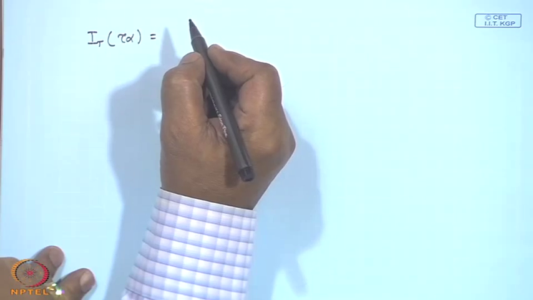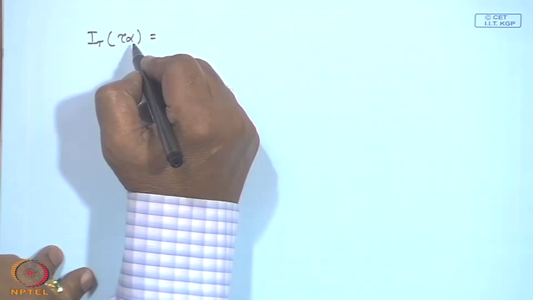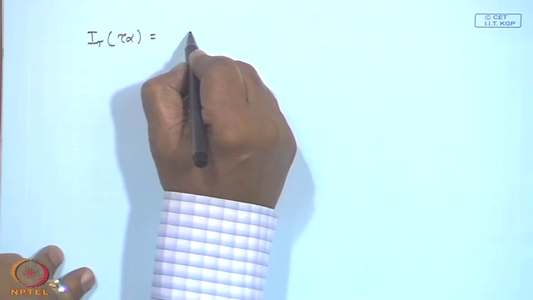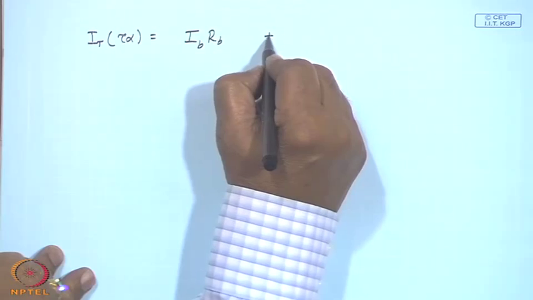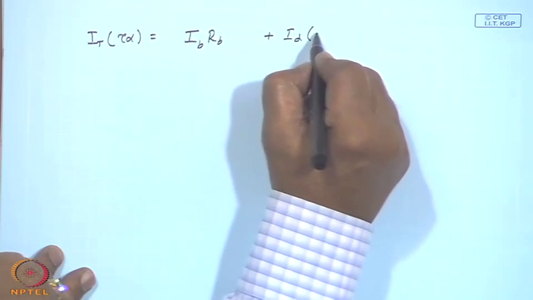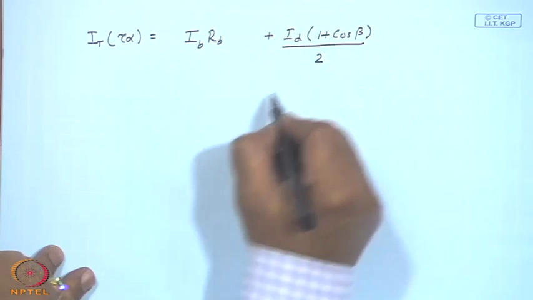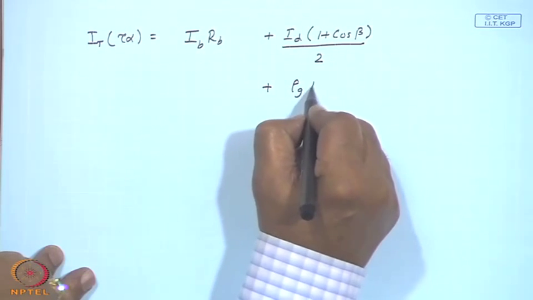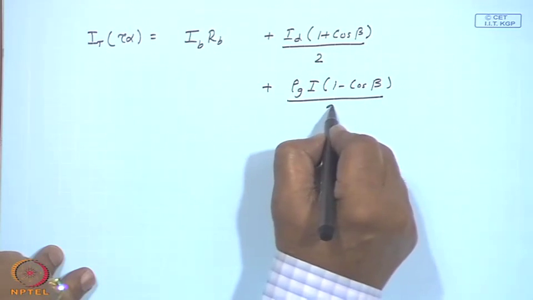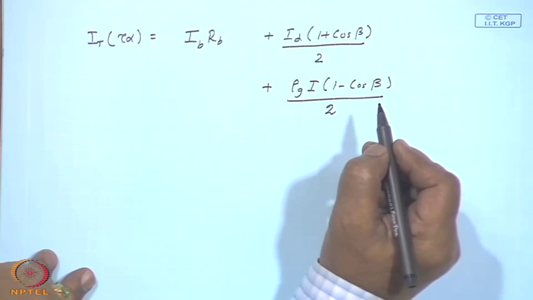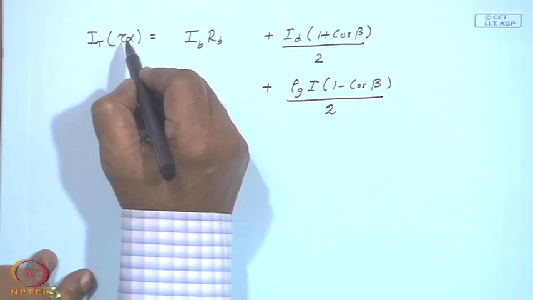We know that the radiation incoming, I t total, multiplied by tau alpha is the absorbed solar radiation. It will comprise the direct radiation I b r b plus the sky diffuse radiation I d times 1 plus cos beta by 2, plus the ground reflected radiation. Now, these terms ought to be associated with the corresponding transmittance absorptance products.